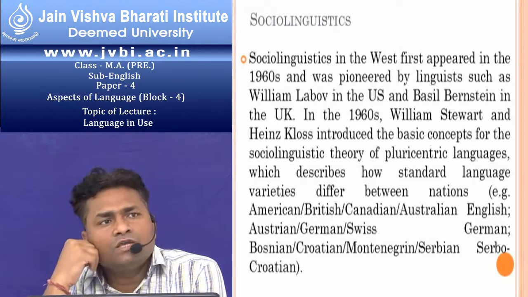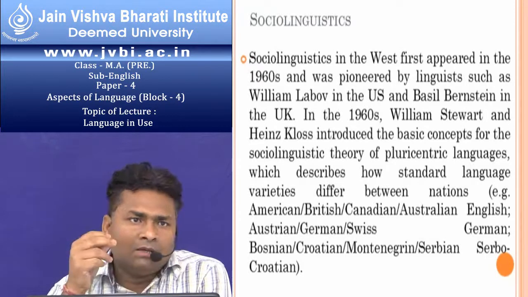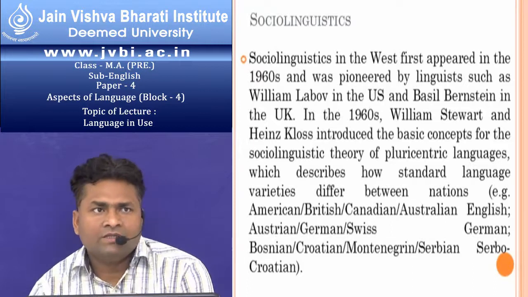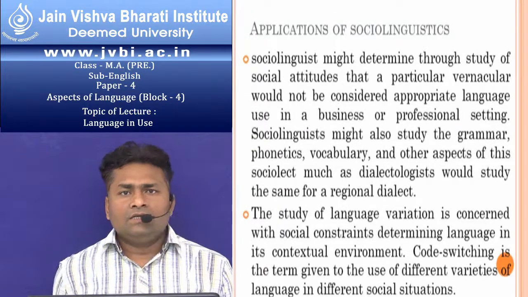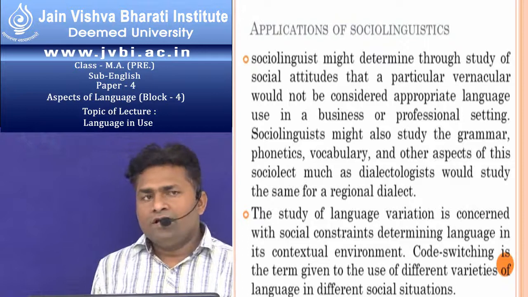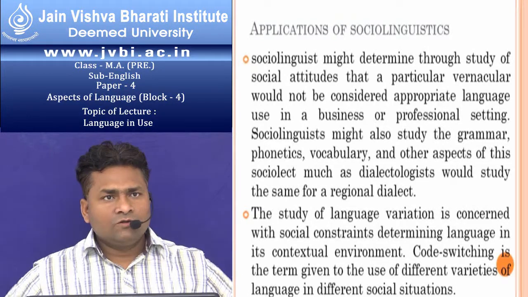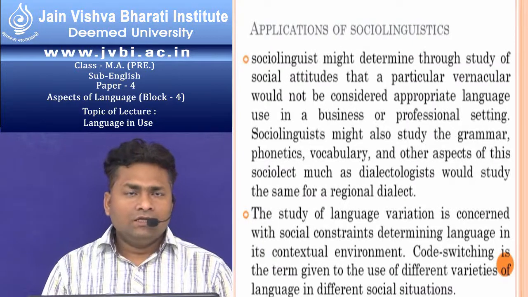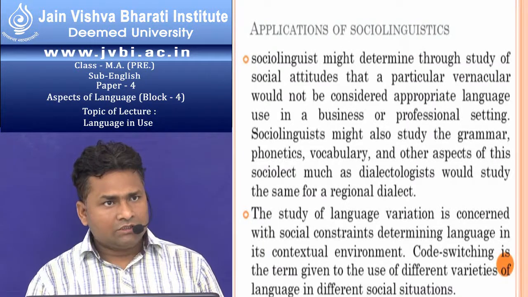So, as we were talking, my dear friends, we have to remember the names of William Labov and Basil, because they were the pioneer linguists in the field of sociolinguistics, and they tried to propose new theories in this field.